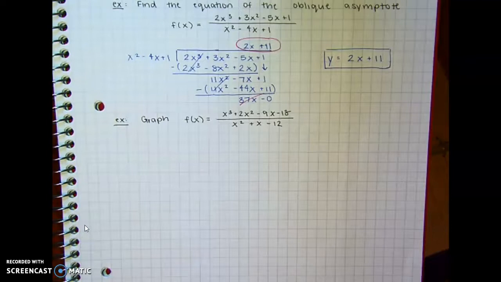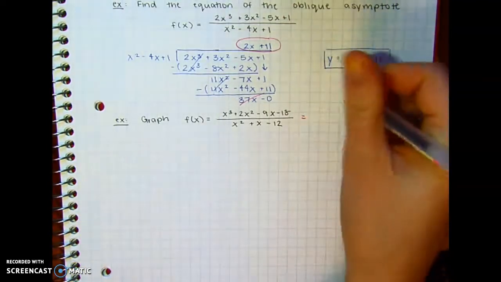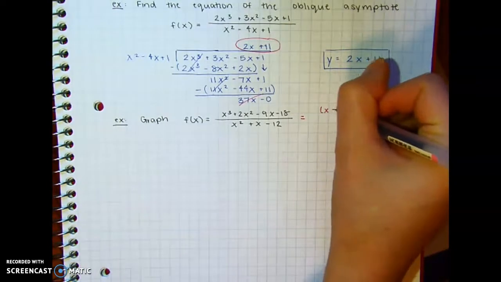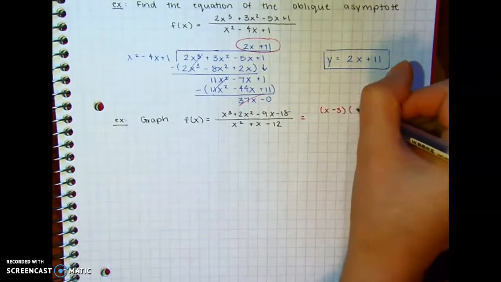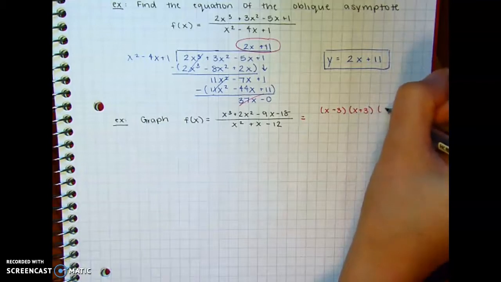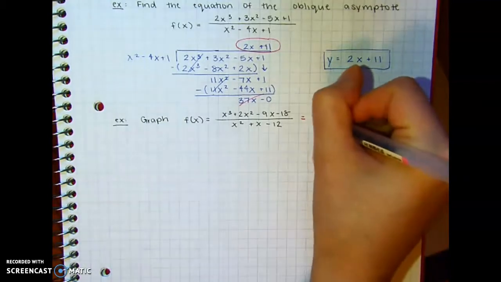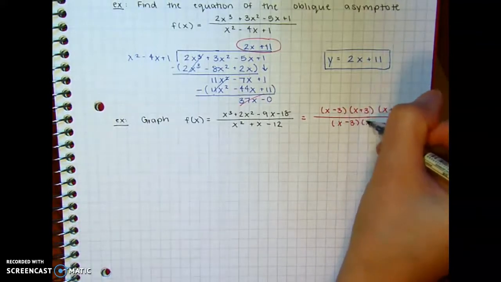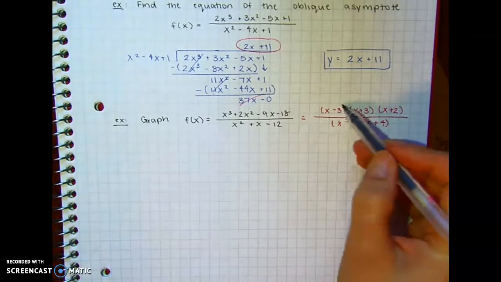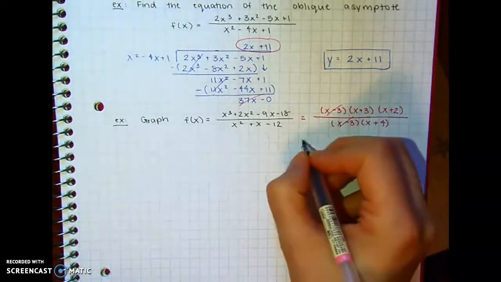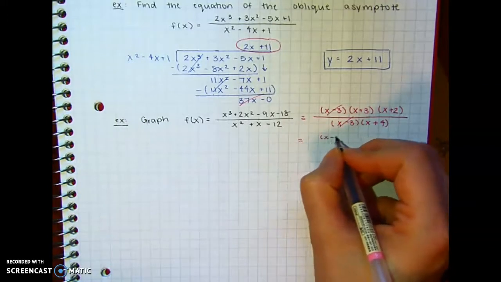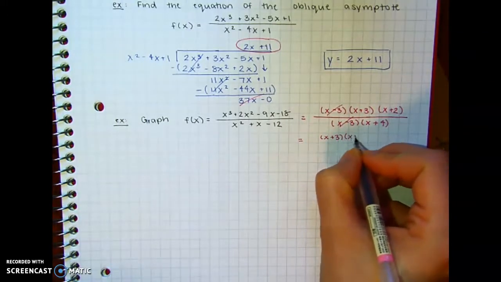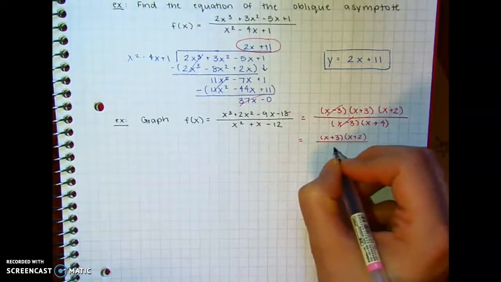So the numerator factors to be, and you're just going to trust me because there's not that much time in my recording left, x minus 3 times x plus 3 times x plus 2. The denominator, this one is easy to figure out, x minus 3 times x plus 4. So then my x minus 3's cancel, and I'm left with x plus 3 times x plus 2 over x plus 4.